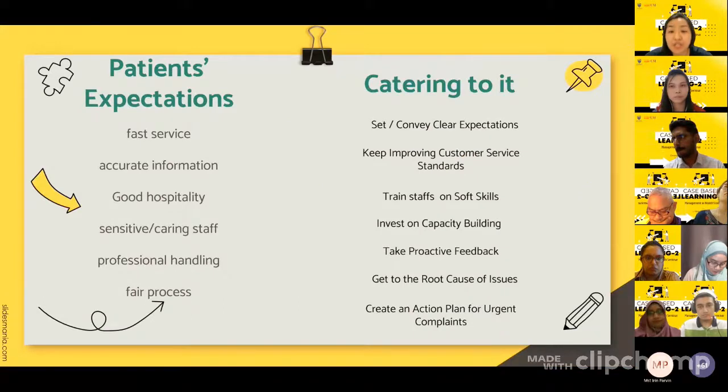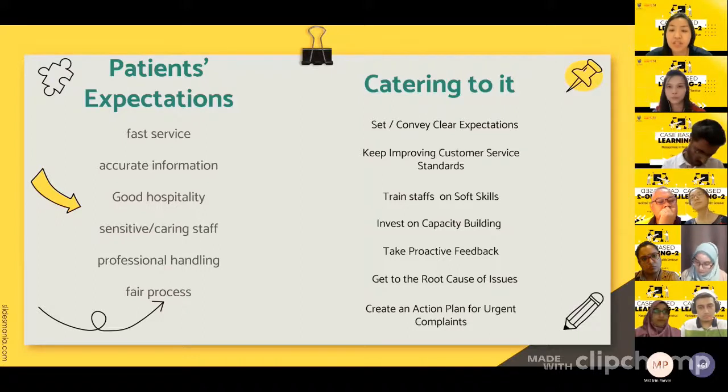Okay, often patients expect fast service, accurate information provided, good hospitality, caring staff, being handled professionally, and given fair treatment. Dissatisfaction or complaints arise when these aspects are not well catered, then we will keep getting some kind of complaint over and over. So as a manager, we must be realistic in catering to patients' expectations and demands.